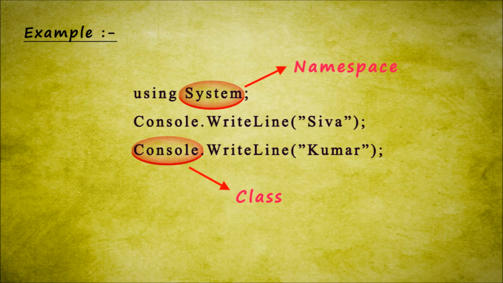For example, using System; Console.WriteLine("Shiva"); Console.WriteLine("Kumar"). Here we have System. System is a namespace and Console is a class in that namespace. The using keyword can be used so that the complete name is not required.